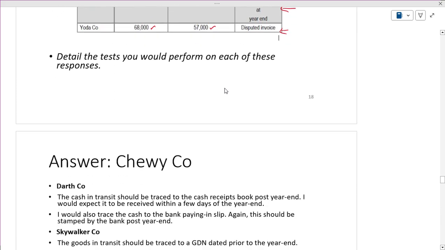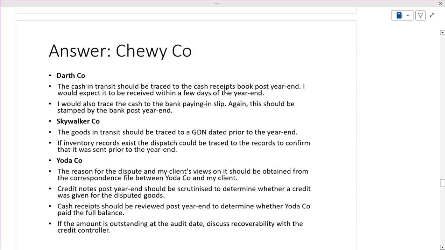Details of the tests you will perform. Cash in transit should be traced to the receipts book, as it should be received within a few days of the year end. I would also trace the cash to the bank paying slip when you have deposited the cash. This should be stamped by the bank, so at least we know that the amount has been deposited.